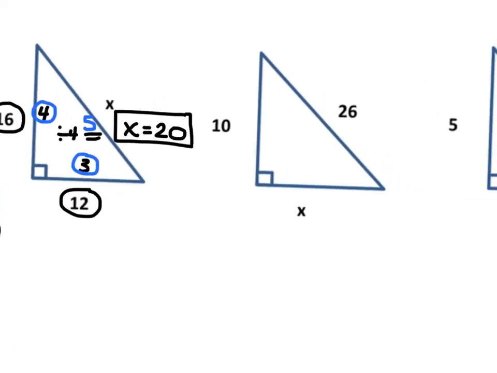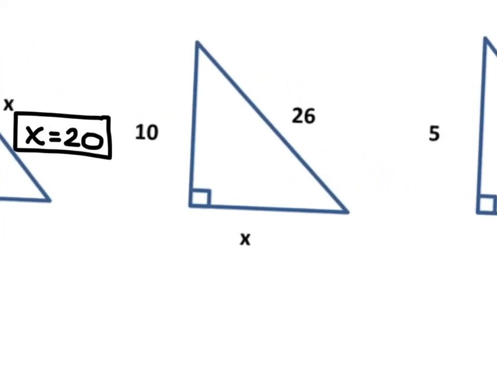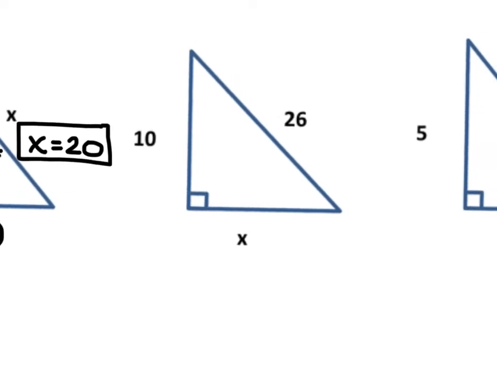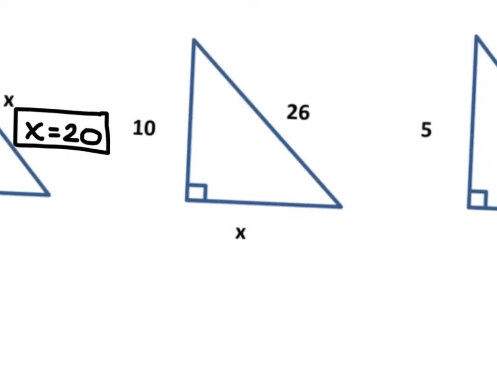Let's try that again. Here I have 10 and 26. It's not a triple, but let's see if it is a triple. How do I see if it's a triple? Divide by the GCF on the inside of the triangle.